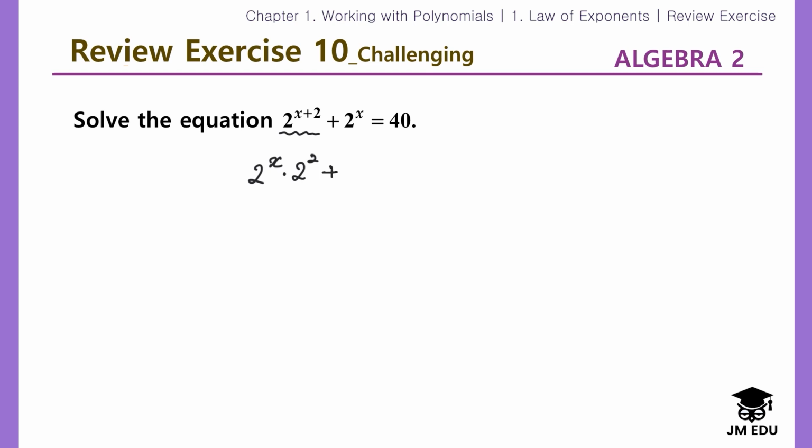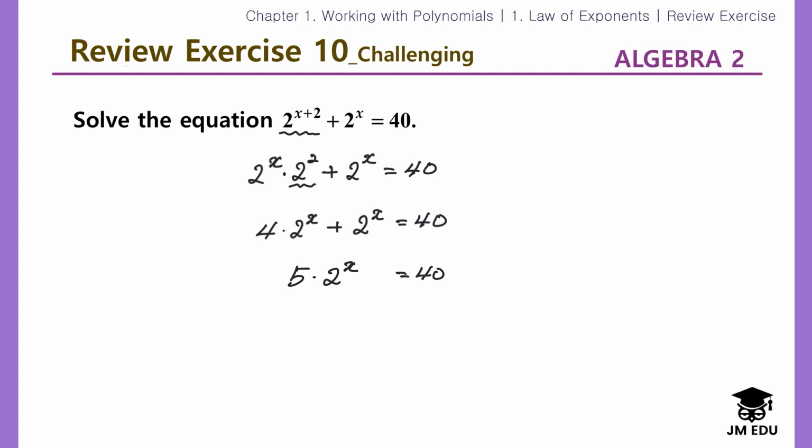Plus we have 2 to the x is equal to 40. So this one is a 4, right? So let me rewrite this expression right here. 4 times 2 to the x plus 2 to the x is equal to 40. Here we have the same term right here, 2 to the x, 2 to the x. 4 of them, 1 of them. If we add these two, that's going to be 5 times 2 to the x, right?